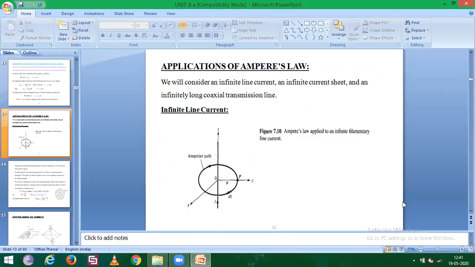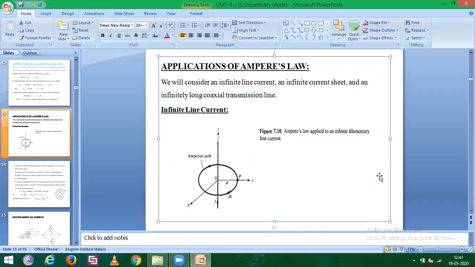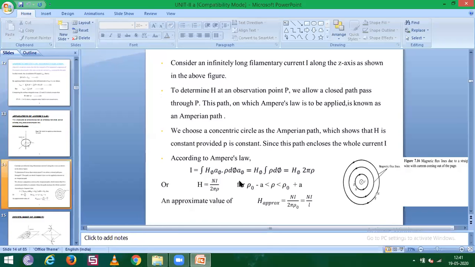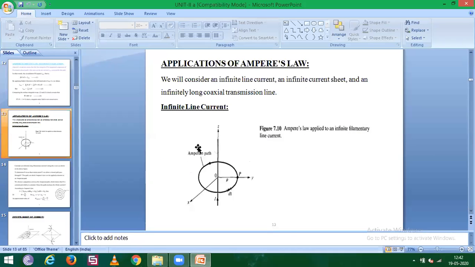So first we take a line current, right? We create a closed path around it, and if we are to calculate the magnetic field at a distant point P, then this closed path is chosen such that P lies on that closed path, right? So now applying Ampere circuital law, I enclosed by the path is equal to the line integral of H dot dl. H exists around this conductor, along a circular path, so it is in the phi direction.